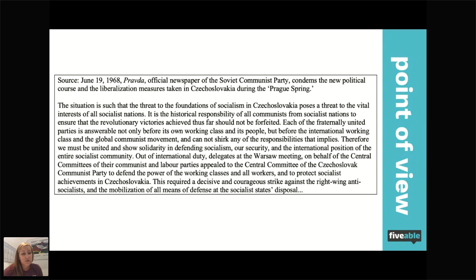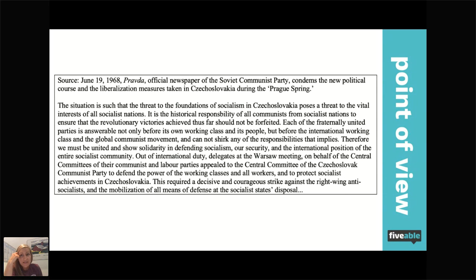the entire socialist community. Out of international duty, delegates at the Warsaw meeting, on behalf of the central committees of their communist and labor parties, appeal to the Central Committee of the Czechoslovak Communist Party to defend the power of the working classes of all workers and to protect socialist achievements in Czechoslovakia. This requires a decisive and courageous strike against the right-wing anti-socialists and the mobilization of all means of defense at the socialist states' disposal.